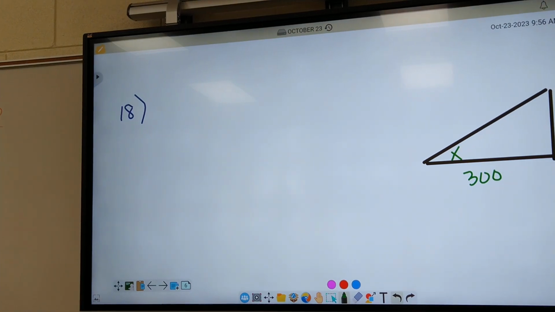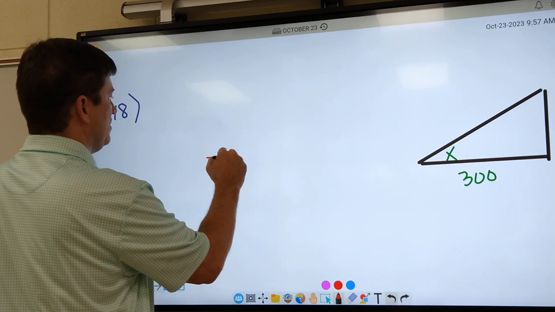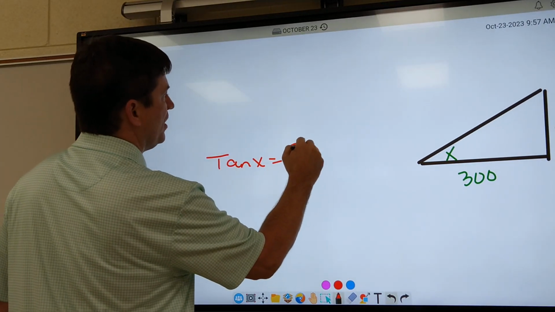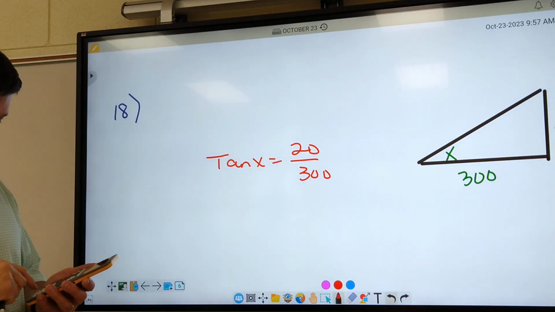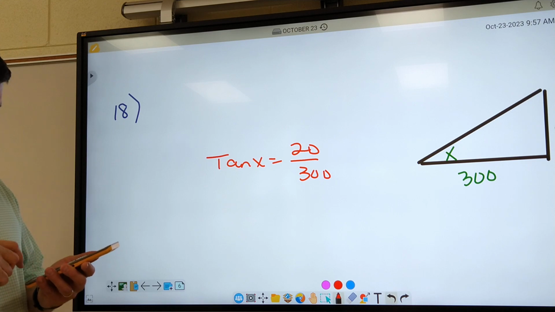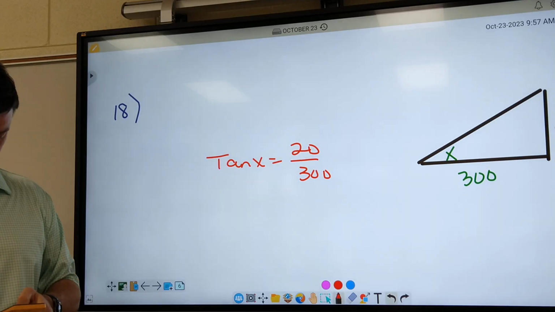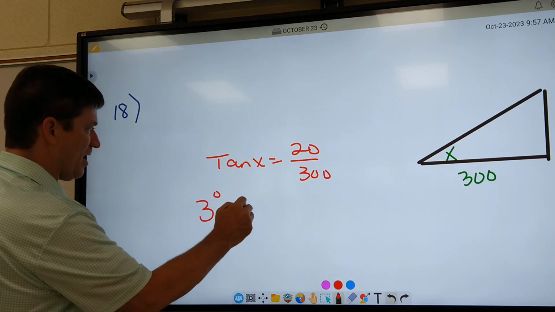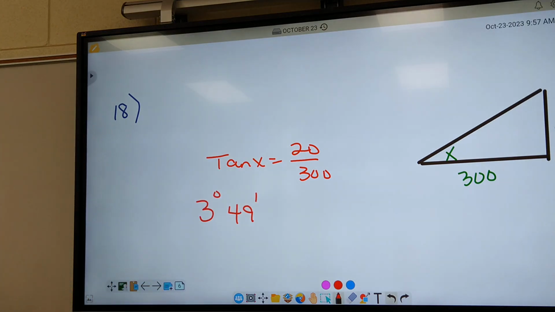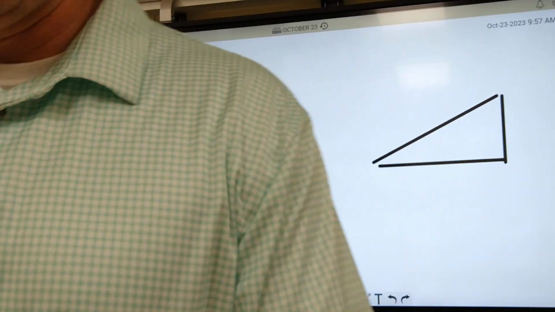All right, do it. Pick your formula, plug it in. All right, so let's see what y'all should have. Y'all should have tangent of x equals 20 over 300. So I do tan negative 1, 20 over 300. Do I have to make it degrees and minutes? Absolutely, because you're finding an angle. So degrees, minutes, seconds. Check my answer. I got 3 degrees, 49 minutes if you round it. Is that correct? Looks good. So they just happen to be using tangent on a lot of these. I wish they would mix it up a little bit.